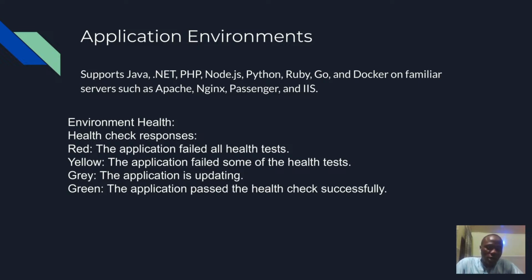If there's a yellow label, it shows that the application failed some of the health tests. And if it is gray, the application is updating. If it is green, it shows that the application passed the health check successfully. So there is health check integrated in the Elastic Beanstalk deployment process.